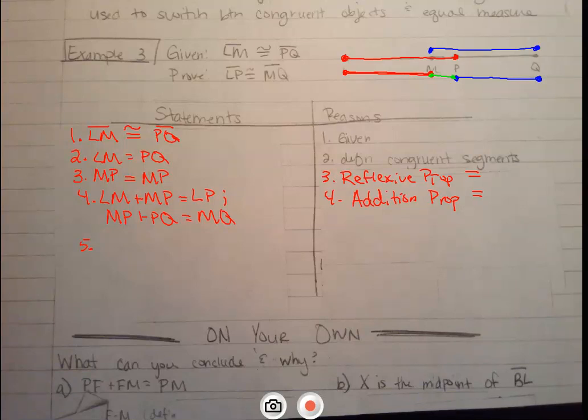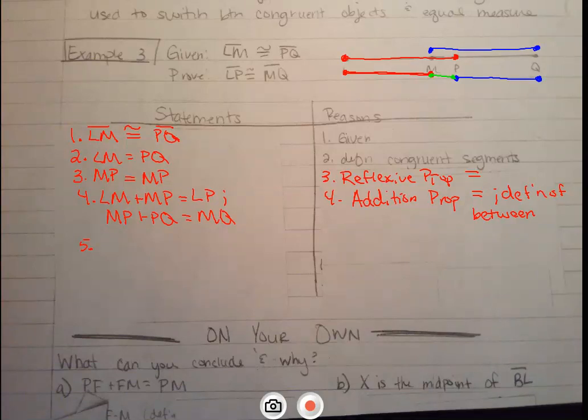Okay, I would take the addition property still, but I also have the definition of betweenness as another one. When we talked about what between was, we added two segments so we know that M is between L and P. And then MP plus PQ, P was between. So I would take either of those.